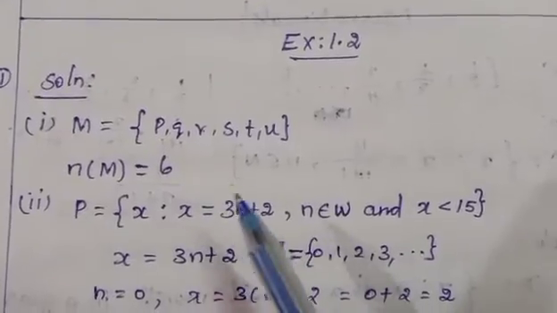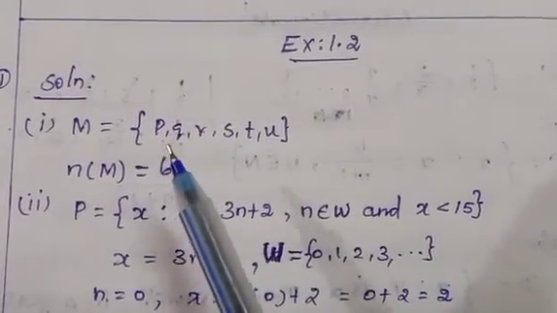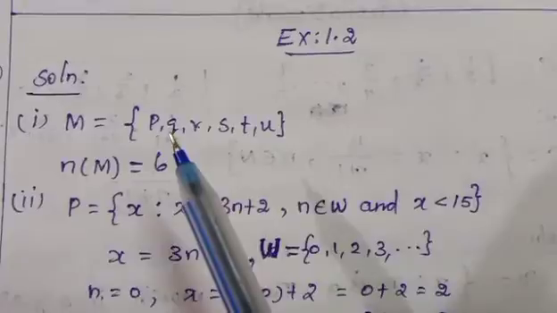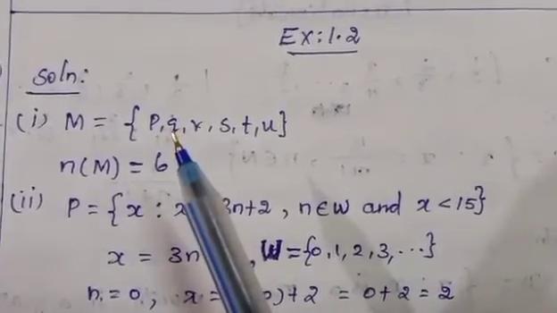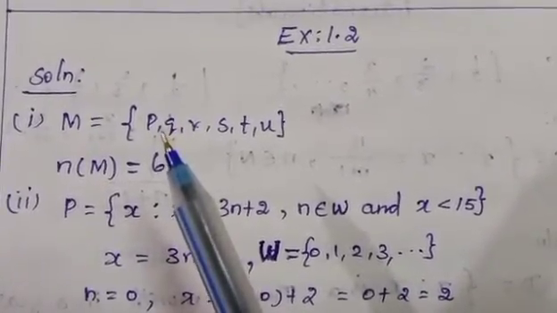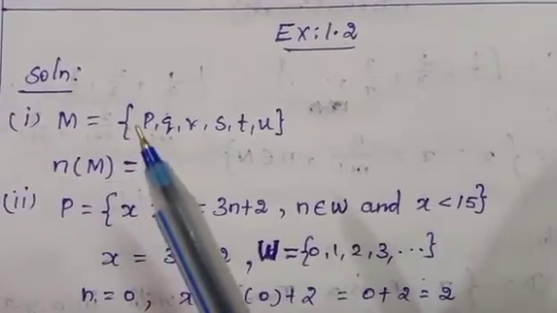Students, for this problem, first you have to check whether the given set is in roster form. Suppose the given set is not in roster form, you have to convert it into roster form. Then you have to count the number of elements in the set.